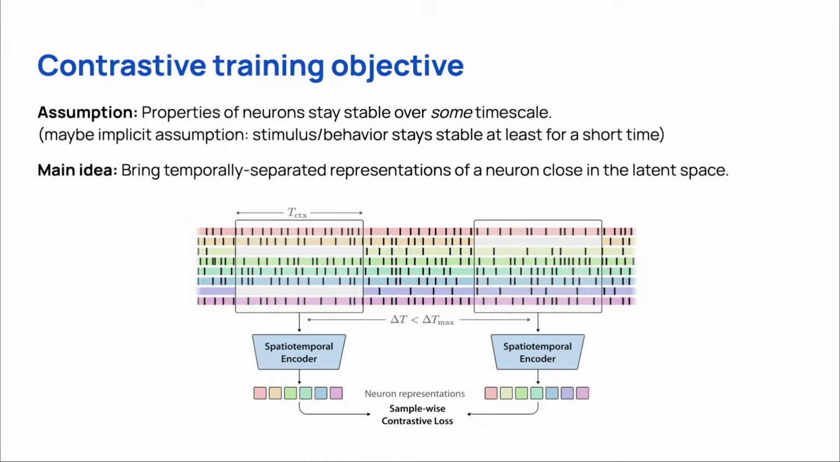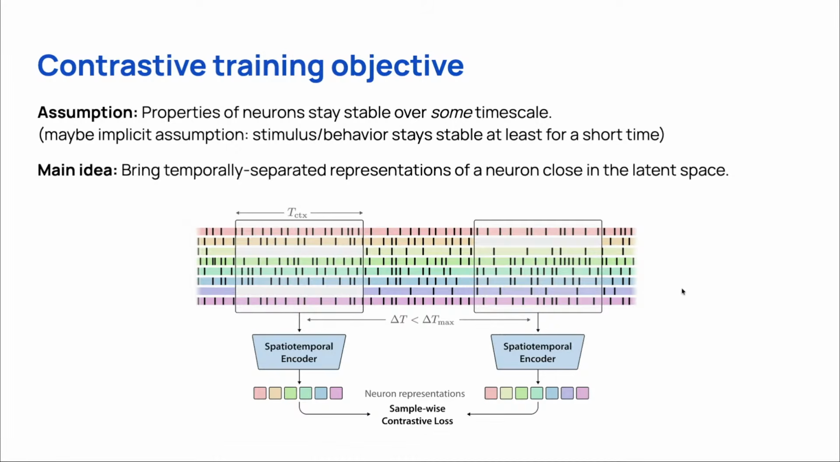And now we put these through the encoder, and really we're just going to use a contrastive loss, something that looks like SimCLR, to bring the representation of the same neuron over different time points close together in the latent space, and all other neurons I'll use as negative examples.